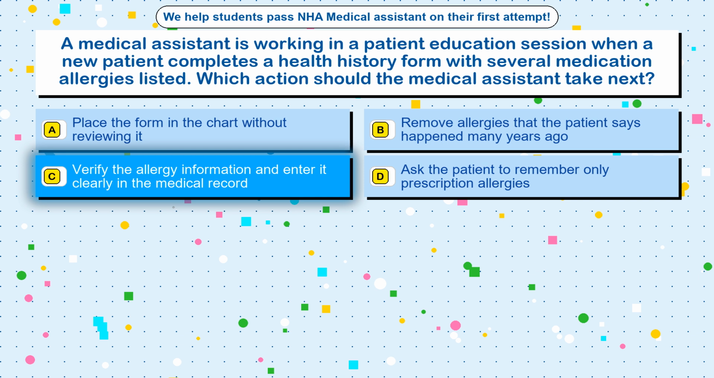Verify the allergy information and enter it clearly in the medical record.